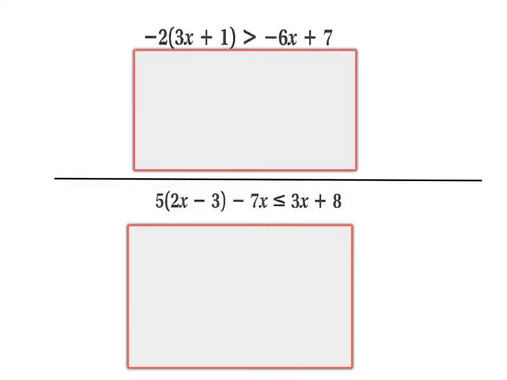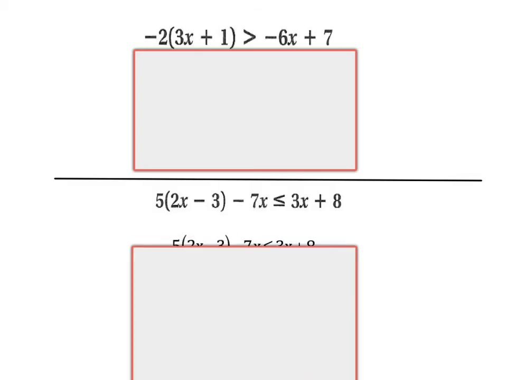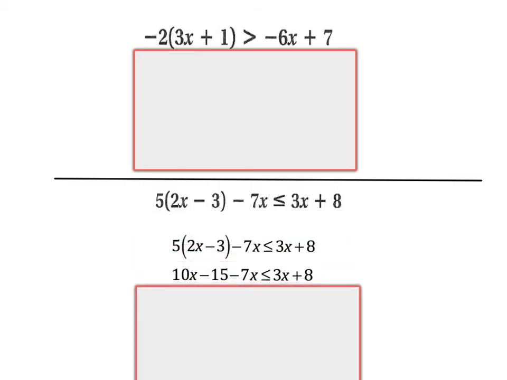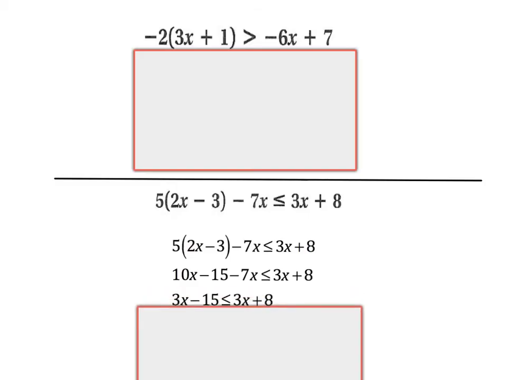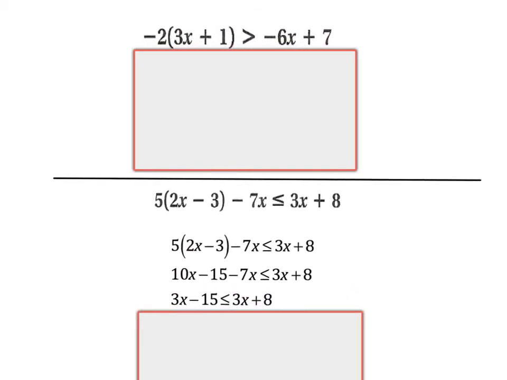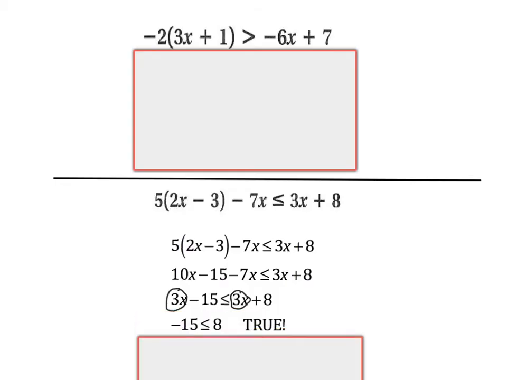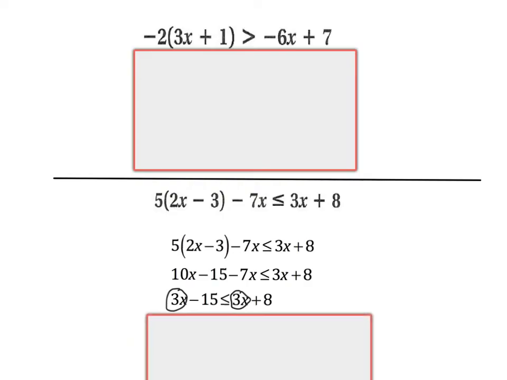And then this one down here, I have to distribute the 5 and then combine like terms. And again, I see I have a 3x on one side and a 3x on the other side, and I go ahead and cross those out, and I get negative 15 is less than or equal to positive 8. That's true. So this is going to always work no matter what number. So we could say always true or all real numbers.